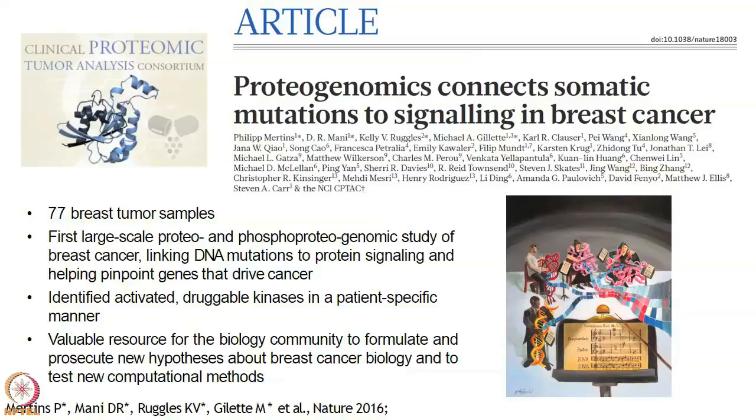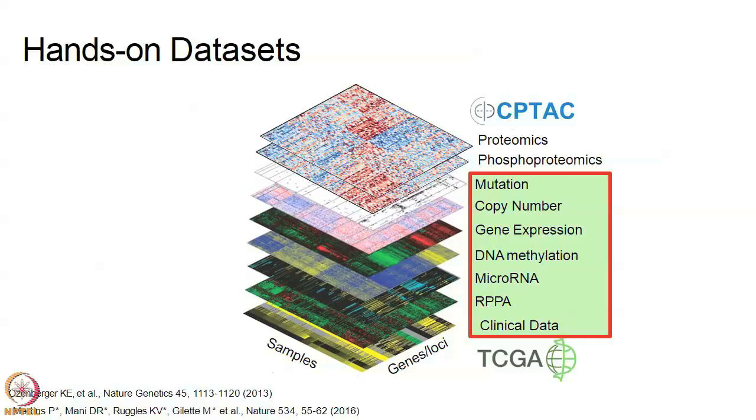Then last year, we published a paper that looked at a subset of these tumors, 77 of them, at the protein and phosphoprotein level. And this is the paper. This paper really looked at how the DNA mutations and protein signaling were connected. We looked at druggable kinases in a patient-specific manner, and it was really to provide a resource for the community, just like the TCGA did, but now adding proteomics and phosphoproteomics to it. So for this hands-on, we're just going to look at the genomics data, since that was what I was tasked with. So we're not going to do a proteomics analysis yet.